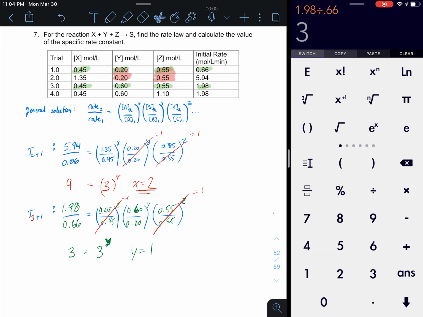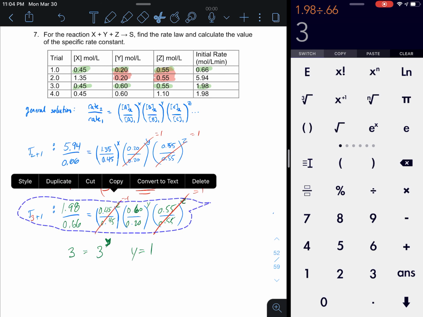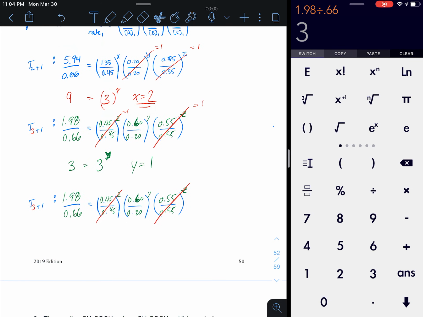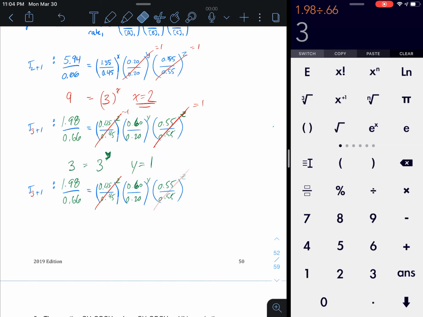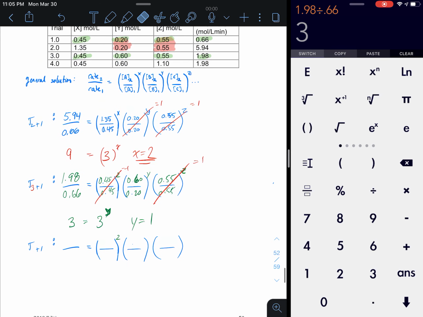Okay, repeat. Rinse and repeat. Duplicate. Second last calculation for this question. Clean it up. A little bit of cleanup here. Probably going to use that 0.45 again. We can replace that. We now know that this value is 1, so we can leave that empty. And let's see what trial we're going to compare.